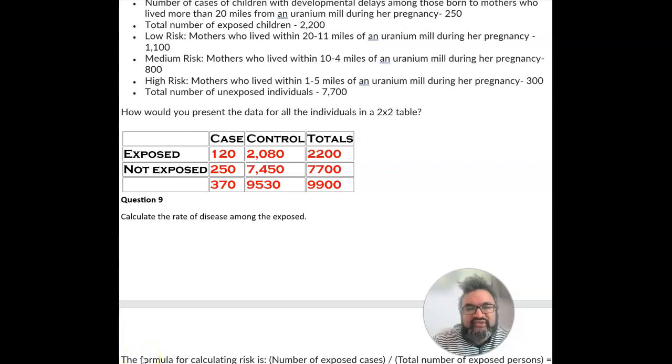Hello everyone, I'm Dr. Sri Banerjee, epidemiologist, biostatistician, faculty member, and in this segment I'm going to be showing you how to calculate relative risk ratio.